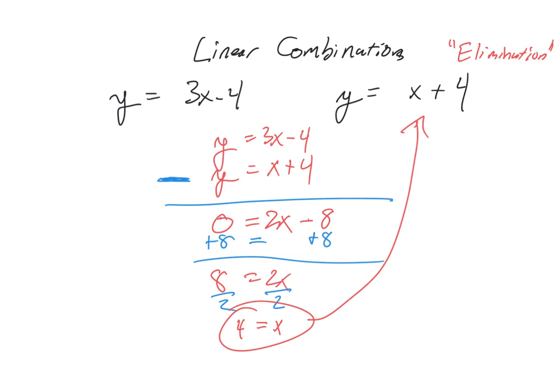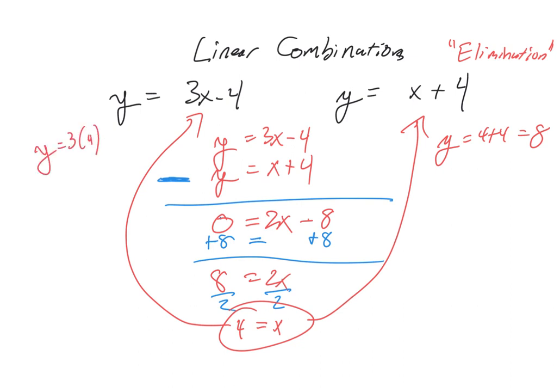Pick either of my equations, it shouldn't matter. Substitute that back in. Y equals 4 plus 4, and that's 8. If I do it here, I better get the same answer. Y equals 3 times 4 minus 4, so y equals 12 minus 4, or y equals 8. Yay, it's the same number. That means I probably did it right. My final answer would be 4, 8.